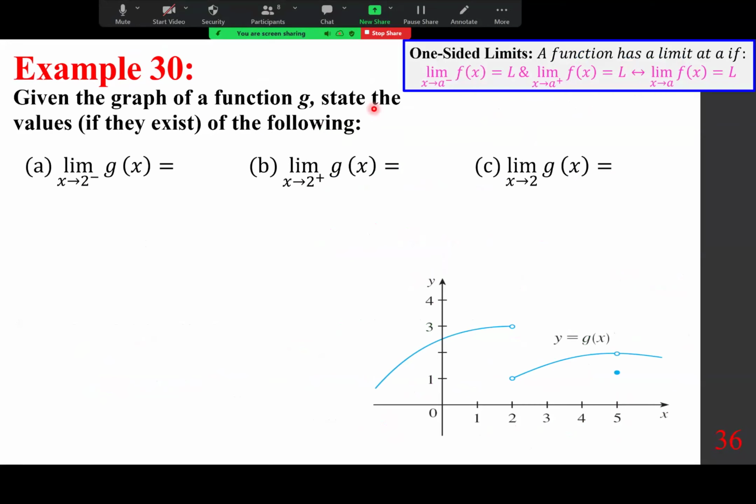Given the graph of a function g, state the values, if they exist, of the following. We want the limit of g of x as x approaches 2. That's why we look at it from the left and right. So from the left of 2 here, from the right of 2 here. As we approach the function from the left of 2, we end up with the y coordinate of 3. From the right, we end up here with the y coordinate of 1. Since they are different, the limit does not exist.